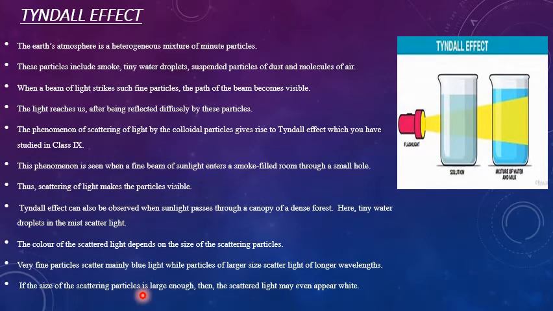The color of scattered light depends on the size of the scattering particles. What does the color depend on? It depends on the size of particles. Very fine particles scatter mainly blue light, while particles of larger size scatter light of longer wavelength. If the size of scattering particles is large enough, then the scattered light may even appear white.